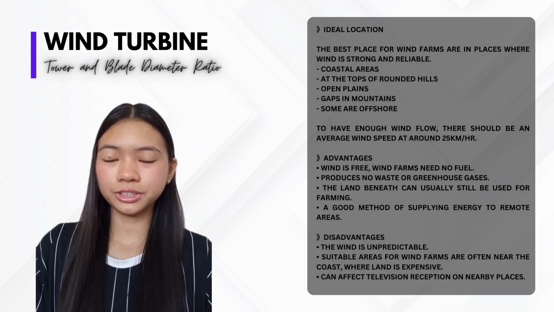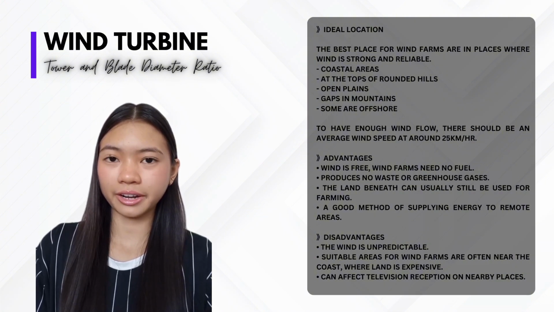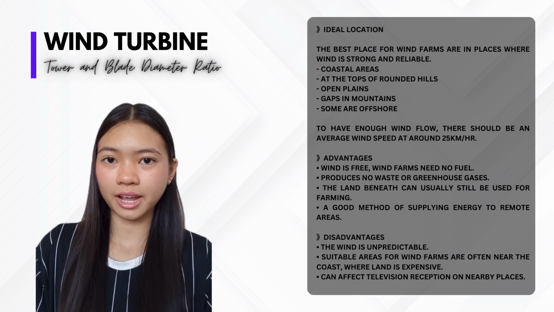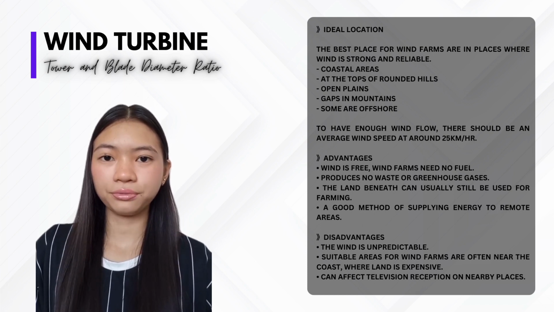Next naman po is yung ideal location. The best places for wind farms are places where wind is strong and reliable, such as coastal areas, the top of rounded hills, open plains, gaps in mountains, and some are offshore. To have enough wind flow, there should be an average wind speed of around 25 km per hour.